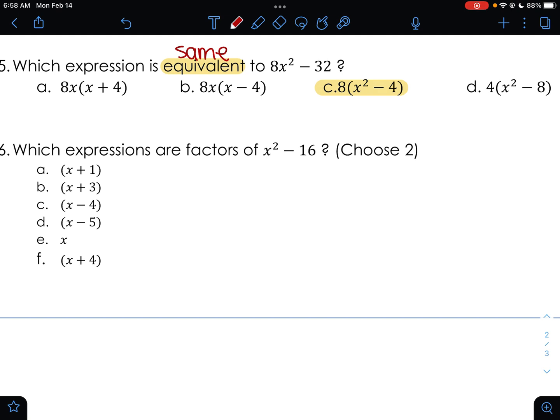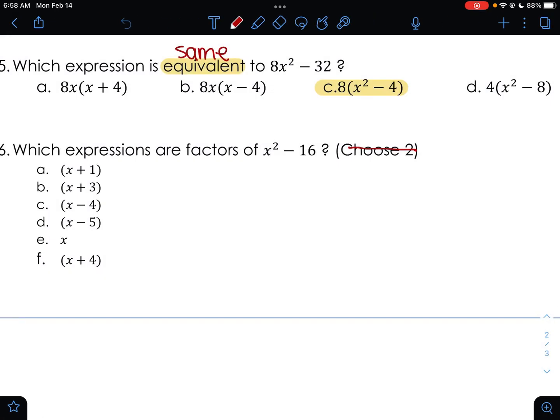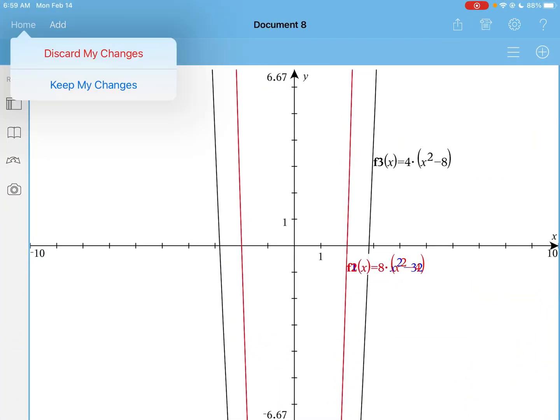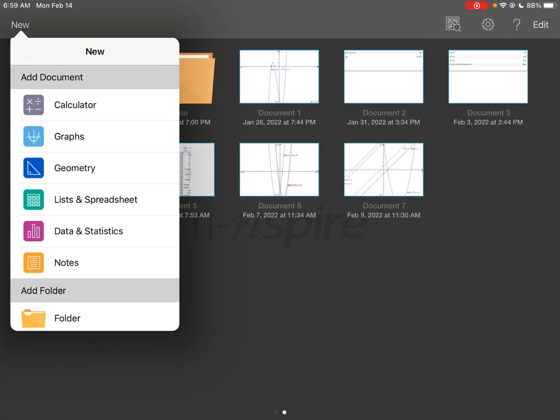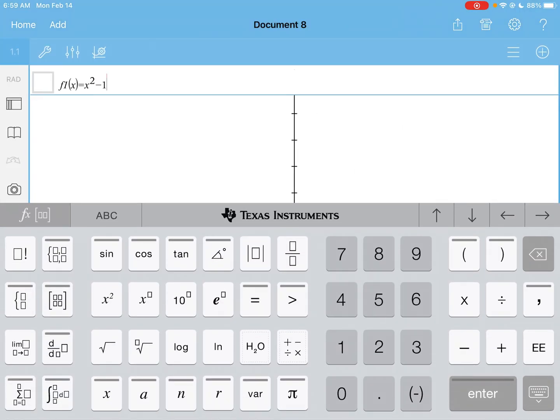Okay, number 16. Which expression is a factor of x squared minus 16? Choose 2. Again, making sure, I can't get this iPad to work on the last question. Come on, guys. We're choosing 2. So we're going to type it in, and we want to see if it's a factor, meaning it goes through the same x-intercept. So add a new graph.